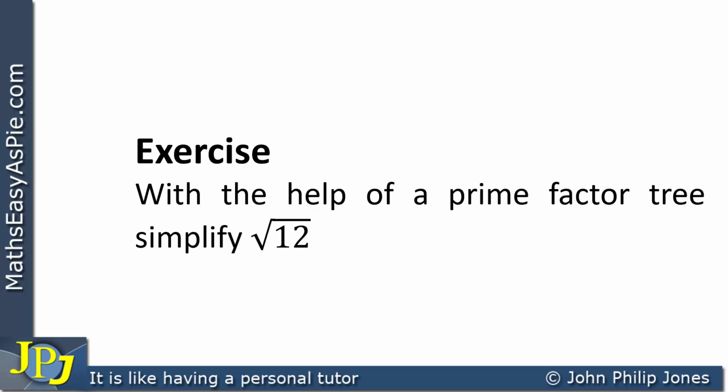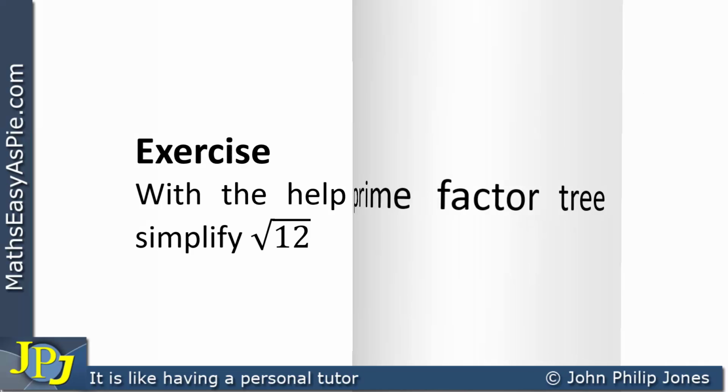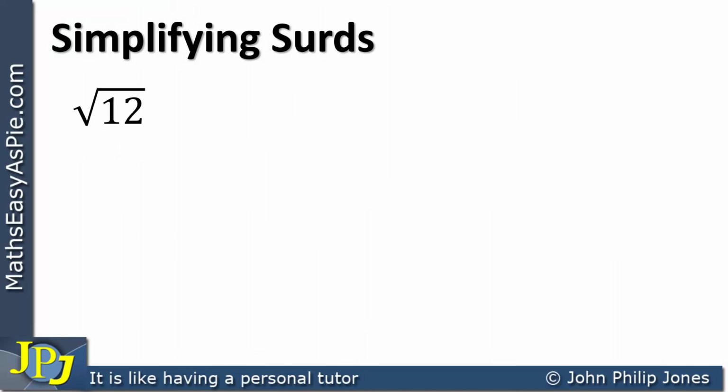This exercise is asking, with the help of a prime factor tree, simplify the square root of 12. So we'll take the square root of 12, and I'll now refer to the number under the root, which is 12, and I'll ask a simple question: what two numbers can I multiply together to give me 12? And the answer is 2 and 6.